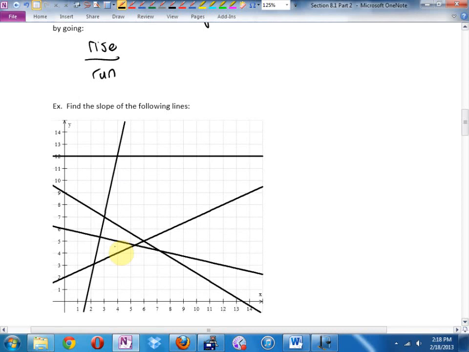What do we mean by the rise over the run? I wrote down here, find the slope of the following lines. You know what? Let's be clever again. How about let's call this line A. Let's call this one line B. And then let's just work our way down. Line C, line D, line E. Is that okay? And I'm going to zoom in so you guys can see a bit better.